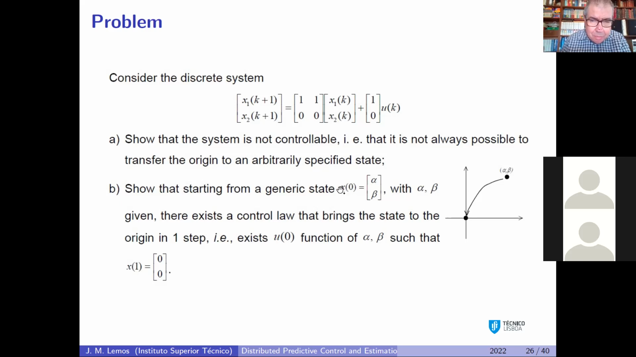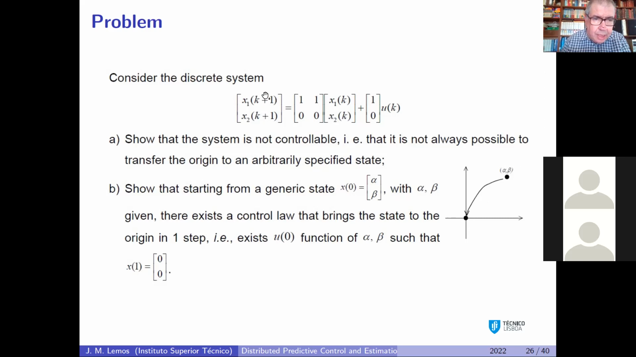Consider now a different problem. Suppose that you are at some initial condition, a point alpha beta. Okay, so alpha beta is any point. And you ask, is there a control that leads me to the origin? So what are the equations that I must solve? Let's try to do it in one step.